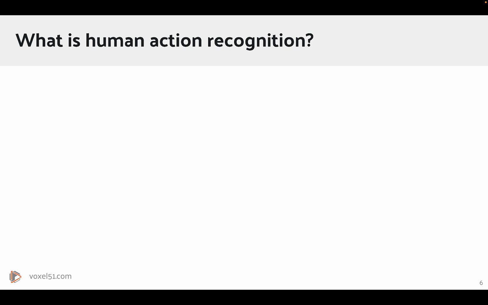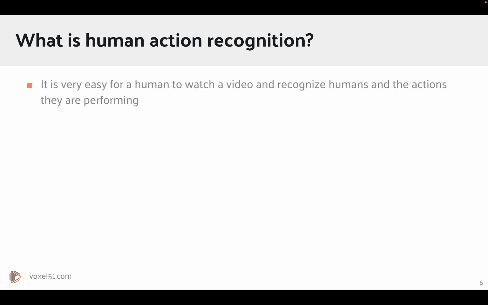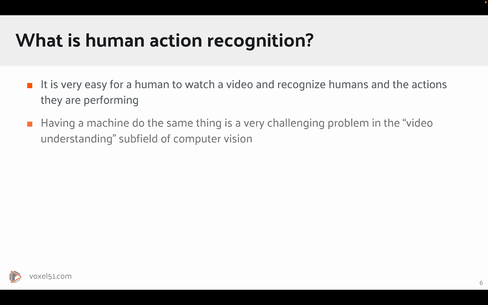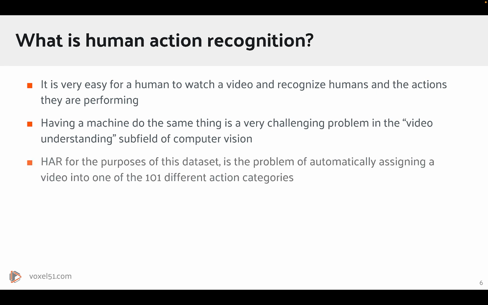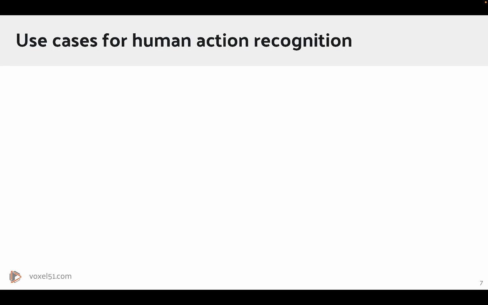Now, let's answer the question, what is human action recognition? So as you can imagine, it's very easy for a human to watch a video, recognize that there are humans in the video, and the sorts of actions that they're performing in the video. But having a machine do the same thing is going to be a very challenging problem. And this is precisely what the subfield in computer vision called video understanding is all about. Now, for the purposes of this dataset, the problem is going to be, how do we automatically assign a video into one of the 101 different action categories?